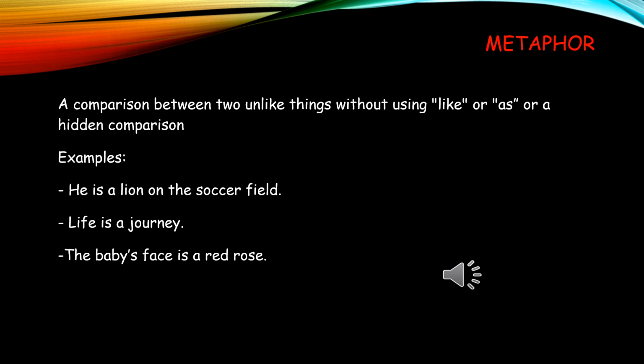Metaphor is a versatile literary device that adds charm to the language and writing. Here we compare two unlike things but without using the words like or as, as we do in simile. Of course, it is a hidden comparison. For example, he is a lion on the soccer field, comparing a person to a lion. Life is a journey, comparing life to a journey. The baby's face is a red rose. Here again a comparison but the hidden one. Even Lost Spring by Anees Jung, the title itself is metaphorically written.